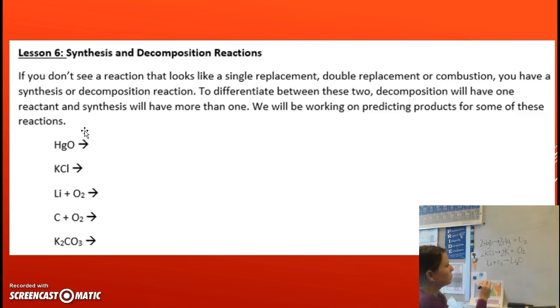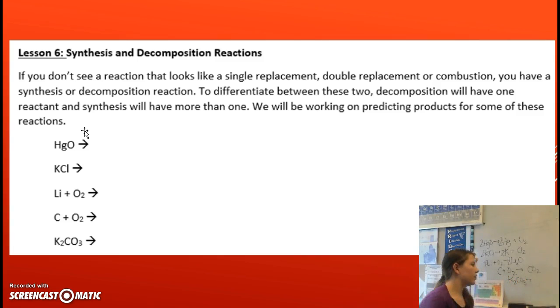So now we have 2 lithiums, so we need a 2 over here. But then we have 2 oxygens, so I'm going to need a 2 here, which means that I need to make this a 4. So as we discussed with balancing, a lot of times it's some guess and check until you get to where you need to be. The next one is more straightforward. Carbon and oxygen are going to combine to form carbon dioxide. If you check, that one's already balanced, so we're good to go.